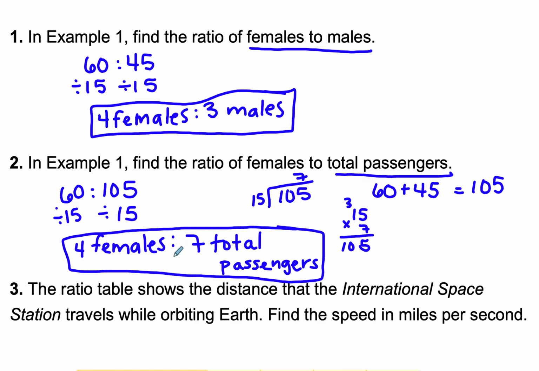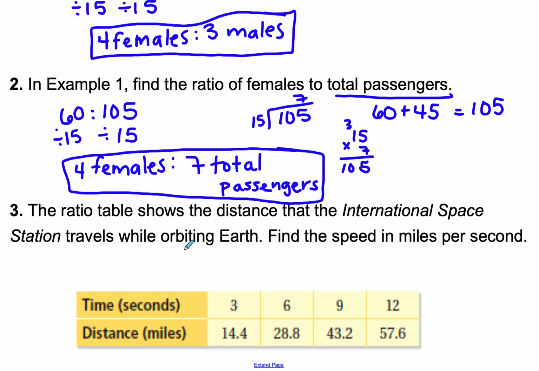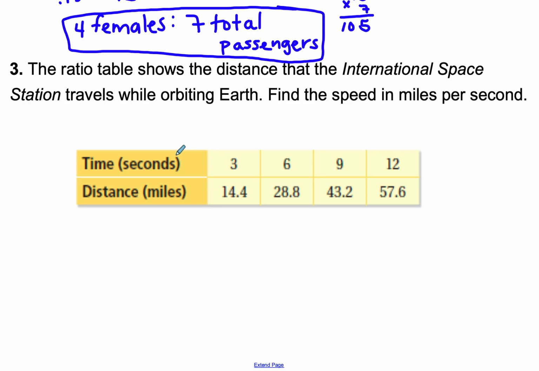All right, and then for this last one, number 3, we're using this ratio table. They want us to find the speed in miles per second. So the second label, per second, that's what they want to be 1. And in a rate, whatever the second label is, is the one that needs to be 1. So miles per second, I'm going to change that into 1 second. And then we don't know how many miles.